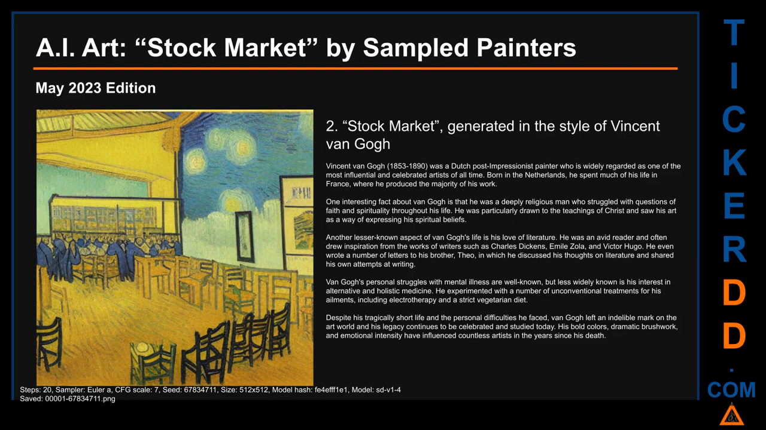One interesting fact about Van Gogh is that he was a deeply religious man who struggled with questions of faith and spirituality throughout his life. He was particularly drawn to the teachings of Christ and saw his art as a way of expressing his spiritual beliefs. Another lesser-known aspect of Van Gogh's life is his love of literature.